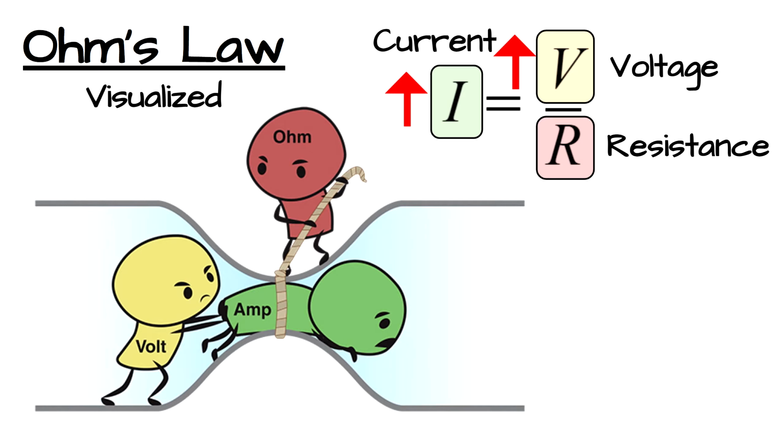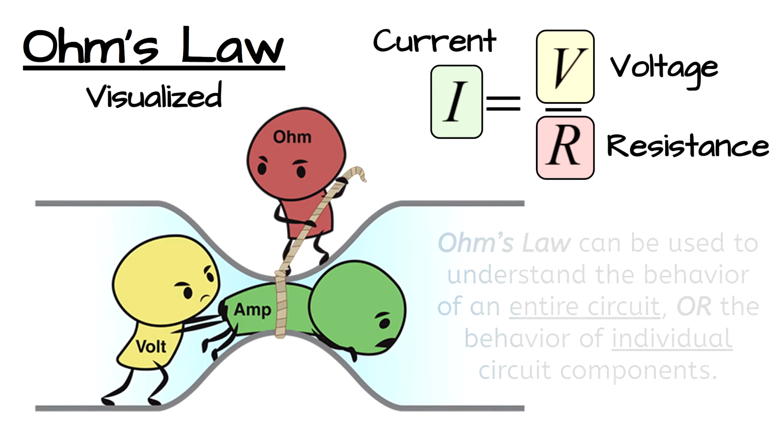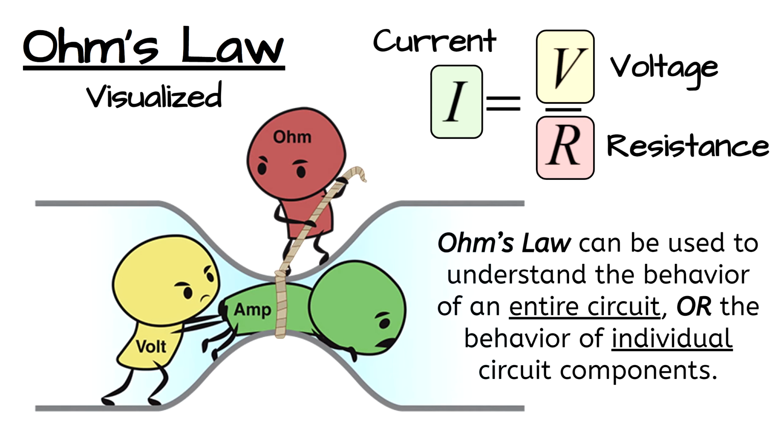The last thing to keep in mind about Ohm's law, which makes it so useful, is that it can be used to understand the behavior of an entire circuit, or you can use Ohm's law to talk about just one individual component of a circuit, like one light bulb or one battery. This means that Ohm's law is not only a powerful tool, but also a flexible one, because you can use it in lots of different circumstances within one circuit.